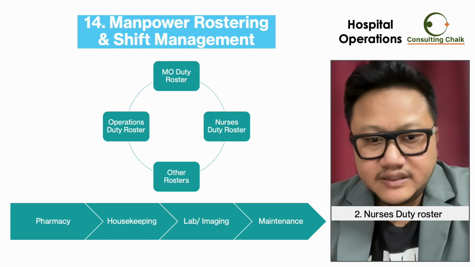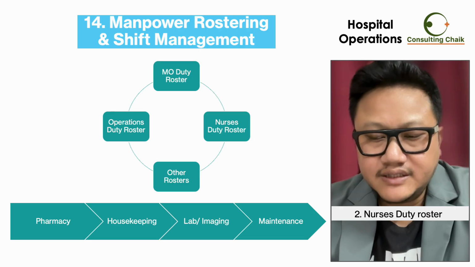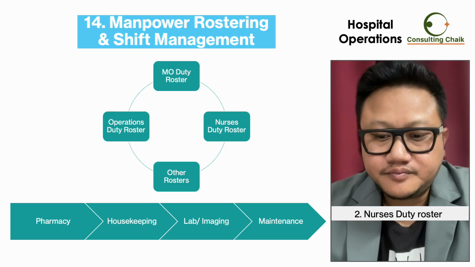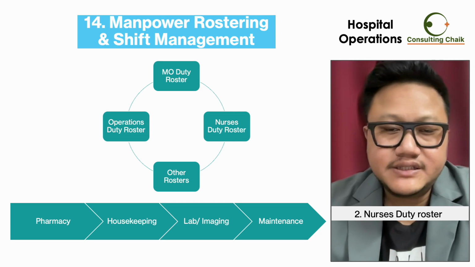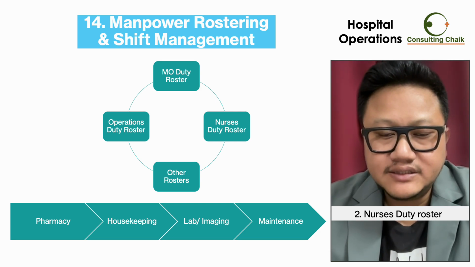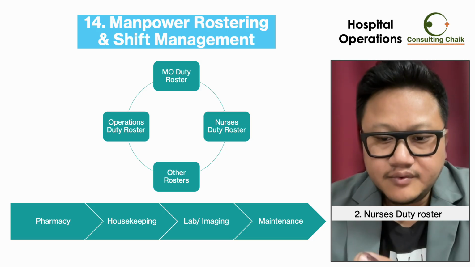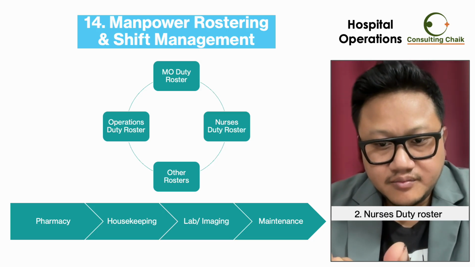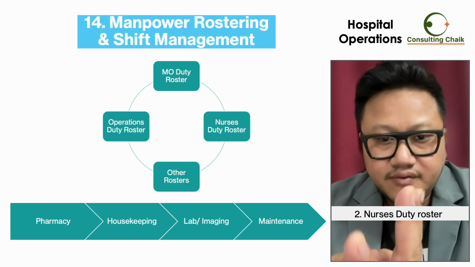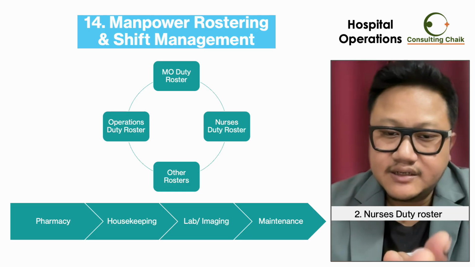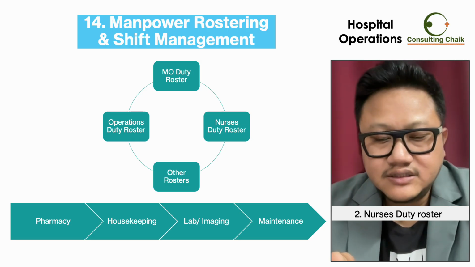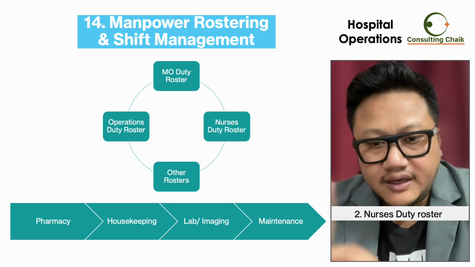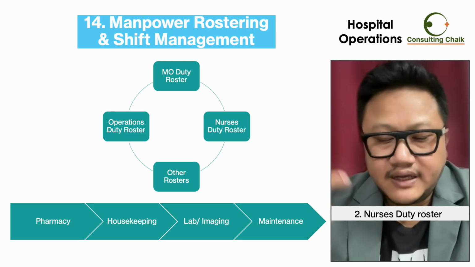So that is for nurses duty roster, and generally how it should be followed is, the best nursing duty roster has 2 days morning, 2 days evening, 2 days night. So morning 6 hours, evening 6 hours, and then night 12 hours, and then 2 days off, and the cycle goes on like that.